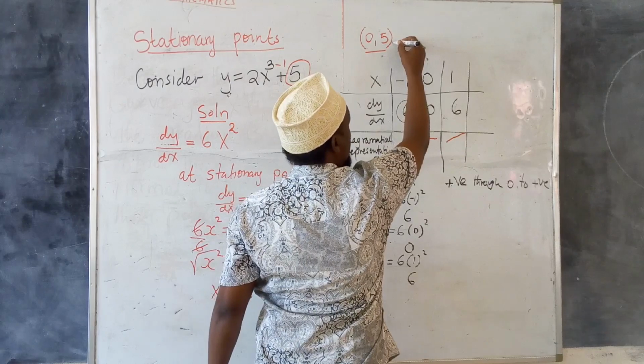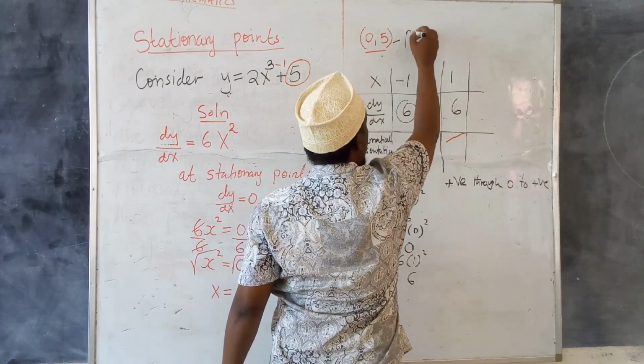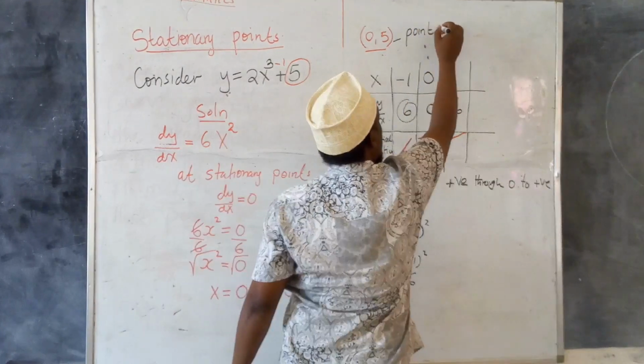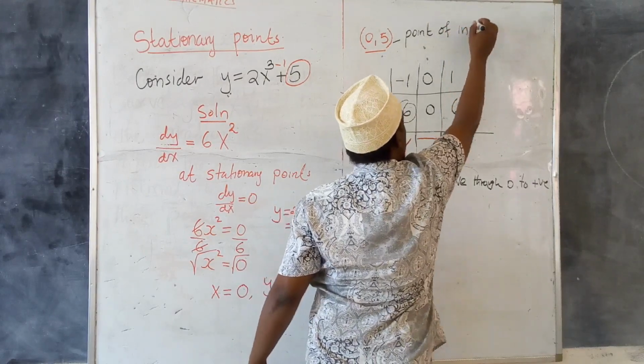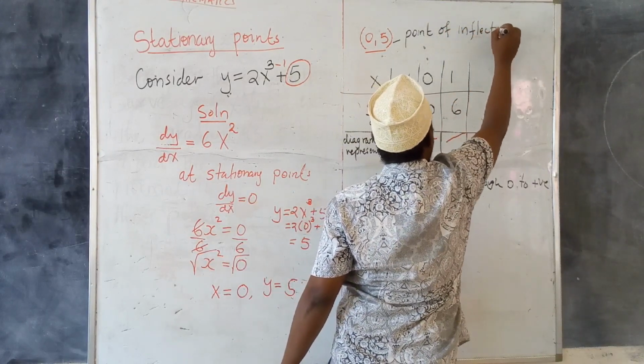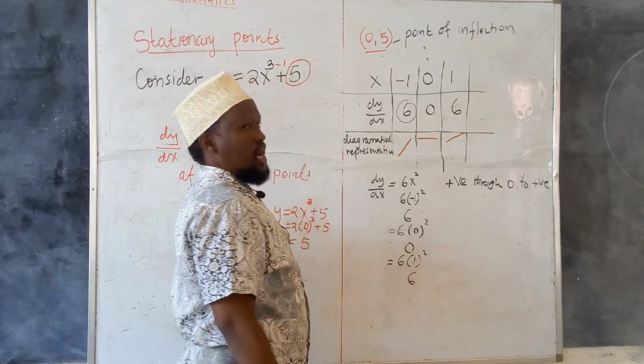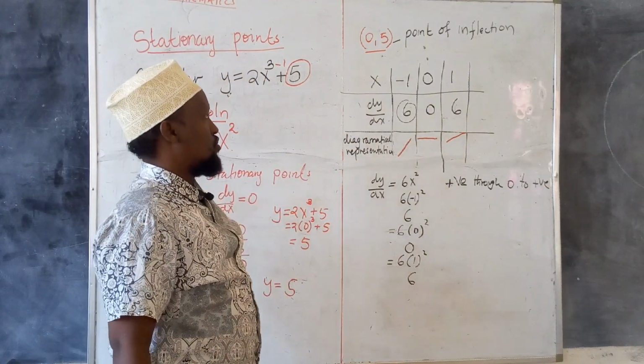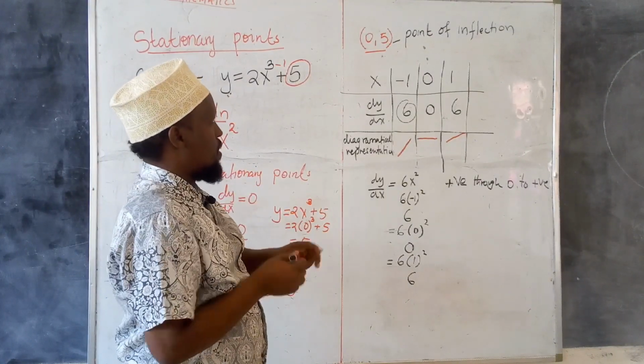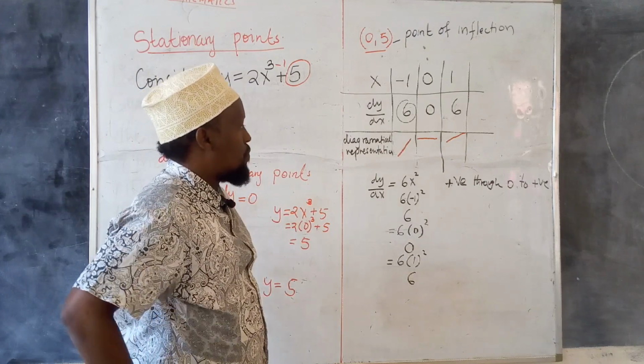Then we say this point is a point of inflection. That is the nature of the stationary point (0, 5). It is a point of inflection.